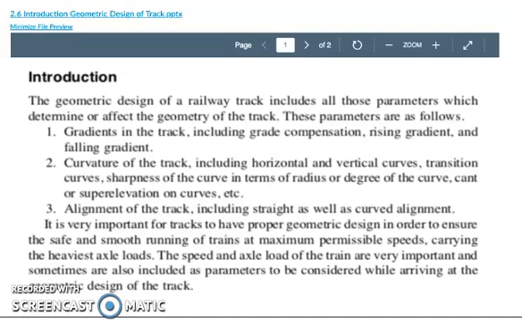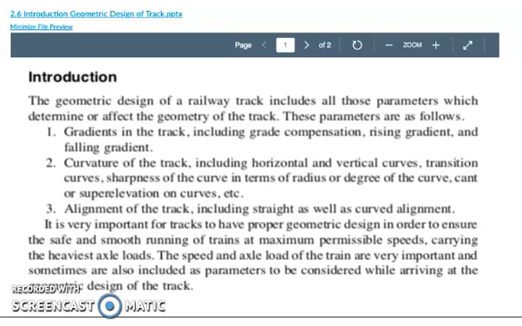So to start with, the geometric design of a railway track includes all those parameters which determine or affect the geometry of the track. So these parameters that are being considered in the geometric design of a railway track include the gradient, the curvature of the track, and the alignment of the track.